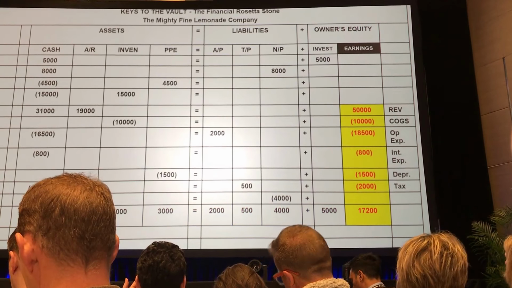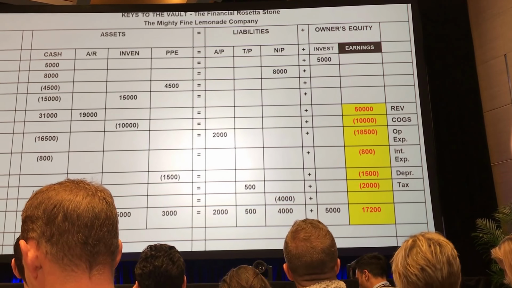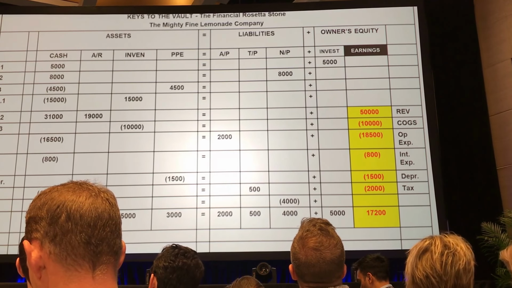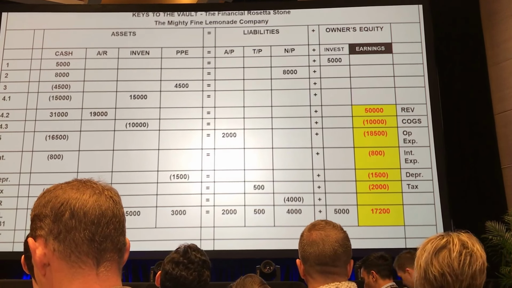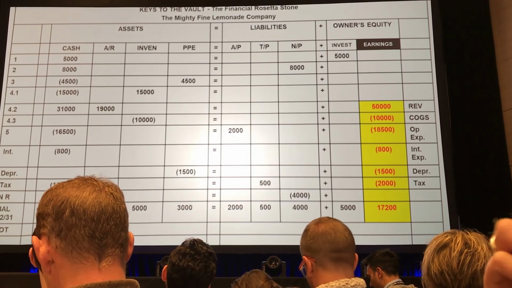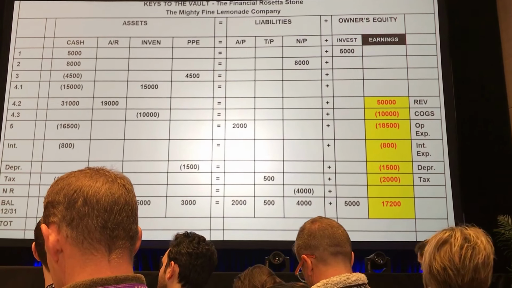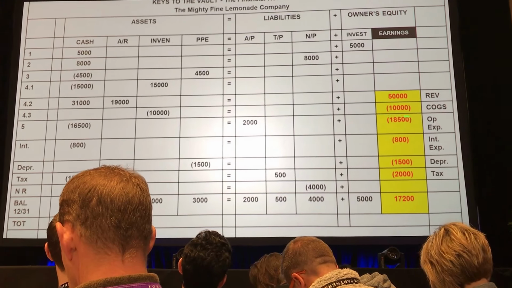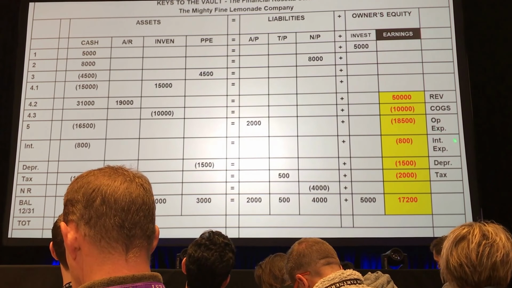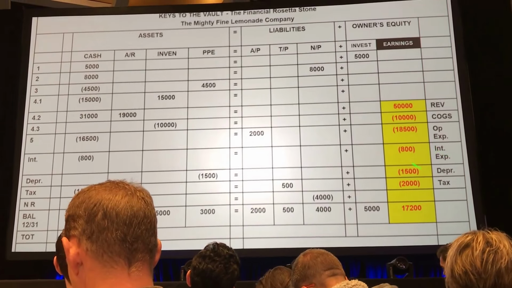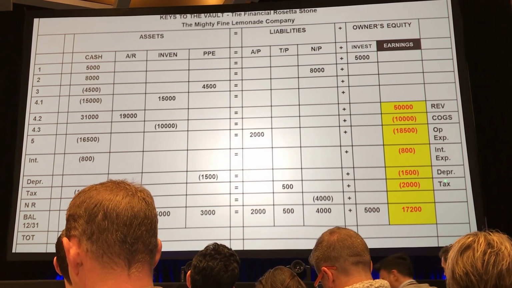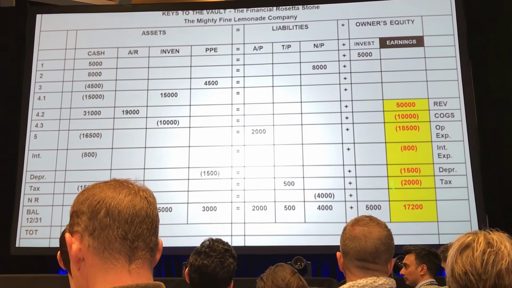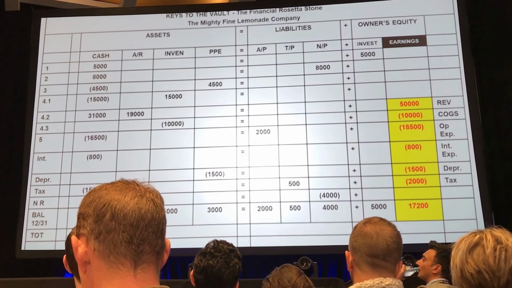Take a look at the far right-hand column. In the far right-hand column of the Rosetta Stone, I've got a statement of earnings, a profit and loss, an income statement. You can see that there's a transaction that got me $50,000 of revenue, and cost of goods sold was $10,000, operating expenses $18,500, interest $800, depreciation $1,500, taxes $2,000. If I add all those expenses up and subtract it from the revenue, I'm left over with $17,200 of profit.